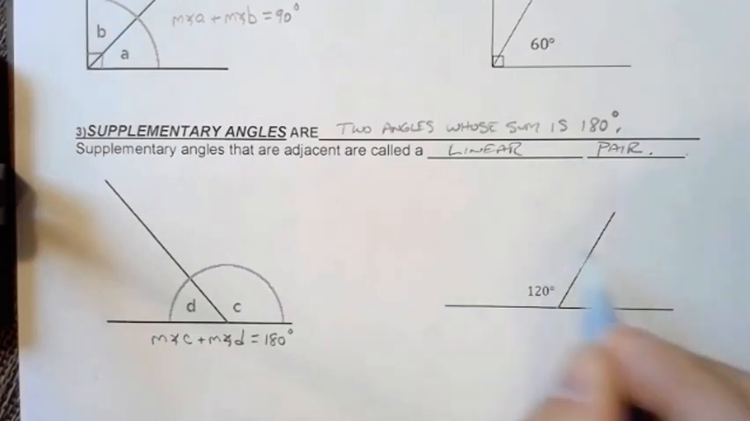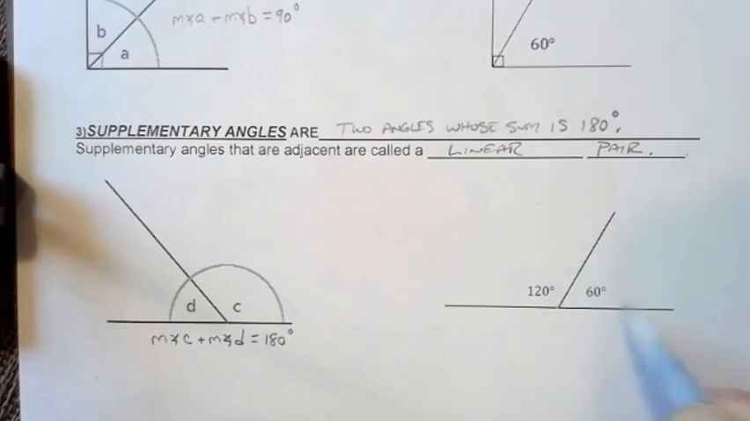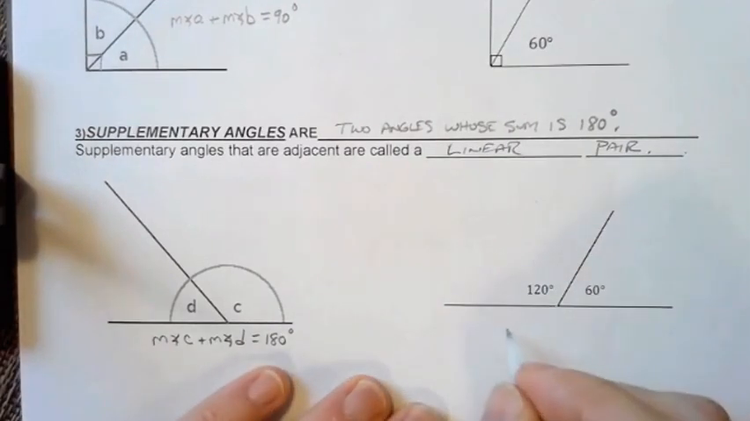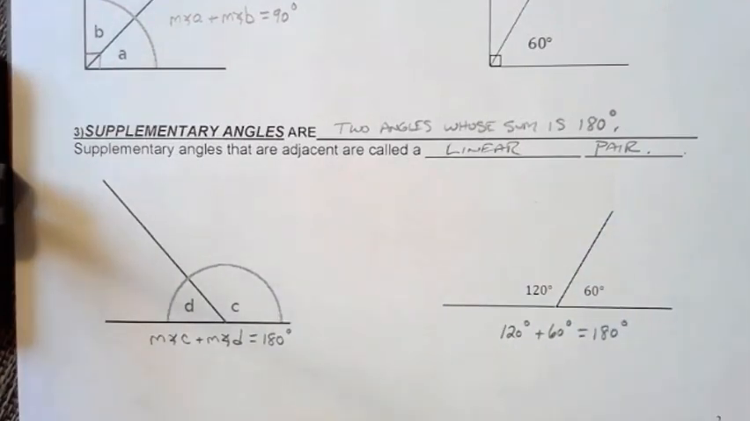If I look at these measures right here, here's a 120-degree obtuse angle, here's a 60-degree acute angle. When I put them together, I create this straight angle here, making them a linear pair of 180 degrees. 120 degrees plus 60 degrees is equal to 180 degrees.